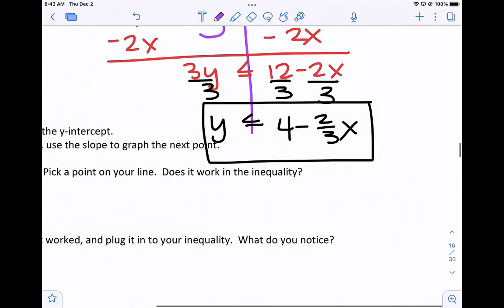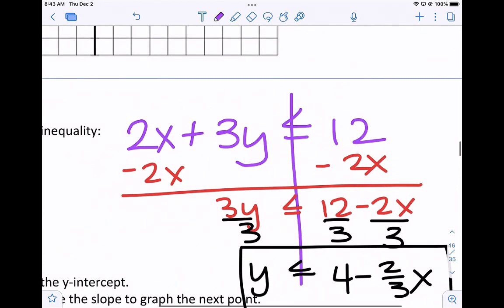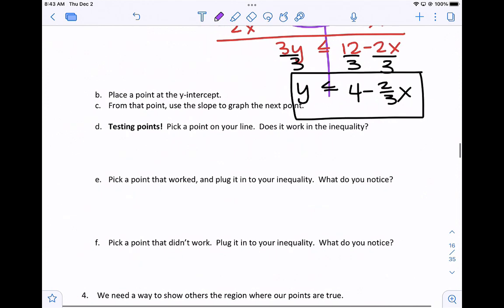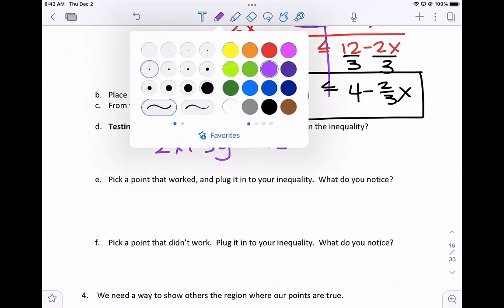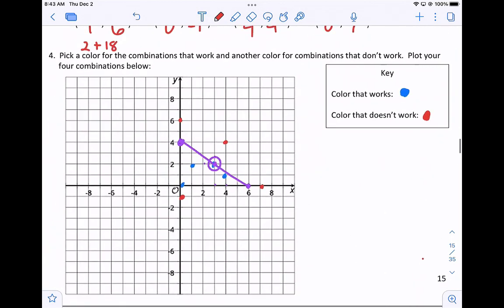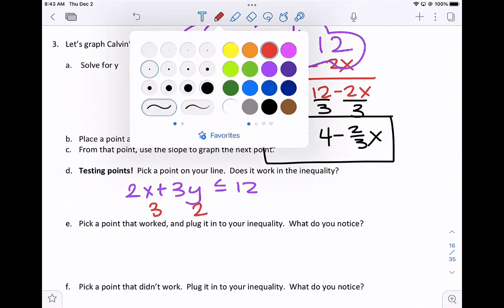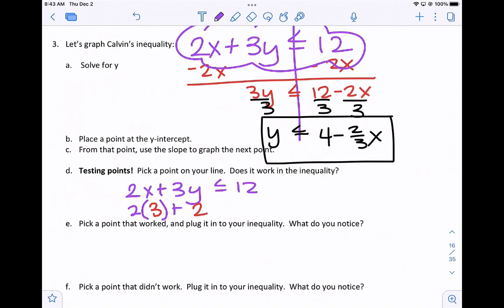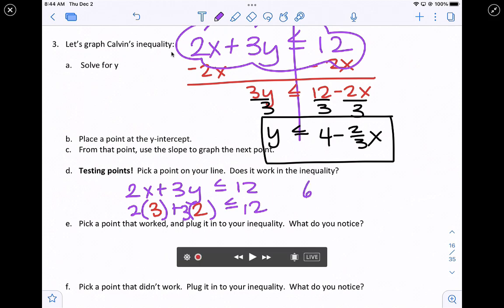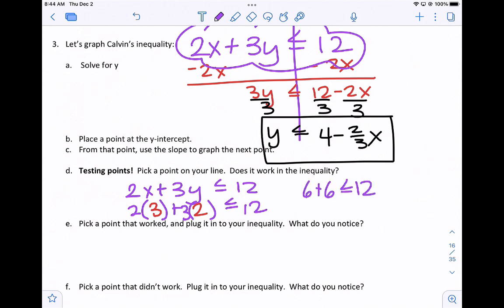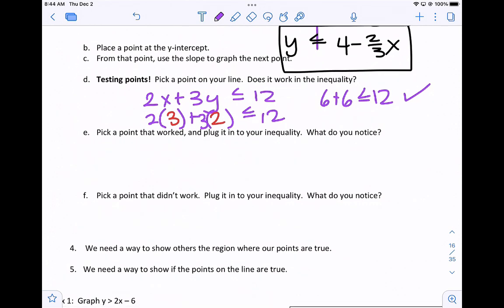But here's what they want you to do. They want you to plug it in and see if it works. And I'm just going to plug it into this main inequality right here. So 2x plus 3y is less than or equal to 12. So pick a point on our line. The point on our line was 3, 2. So let's plug that in for x and for y. So we'll have 2 times 3 plus 3 times 2. Is that less than or equal to 12? And again, I already tested it, so I know it works. But if I'm showing my work, that's 6 plus 6, which is less than or equal to 12. And that does work.